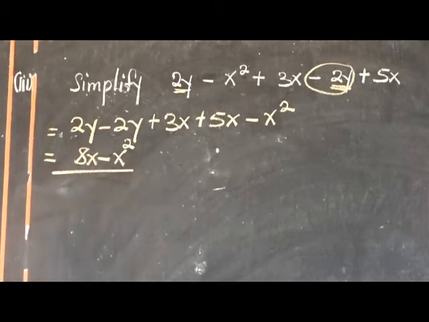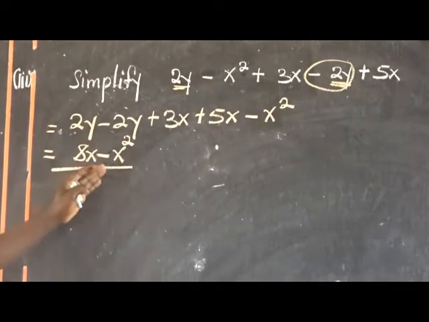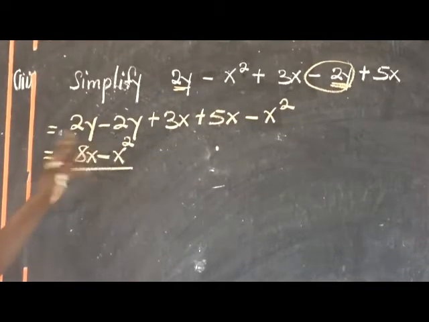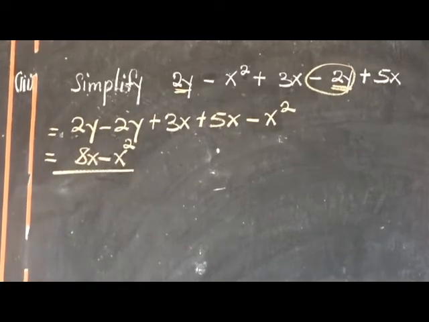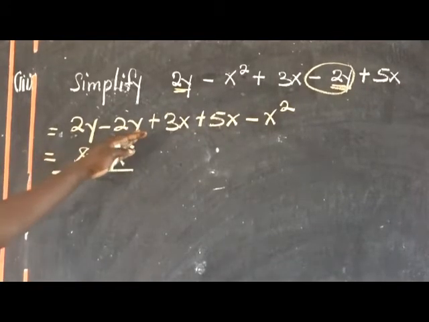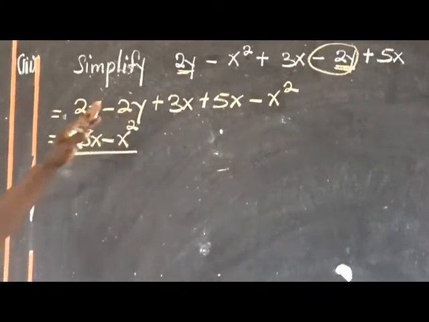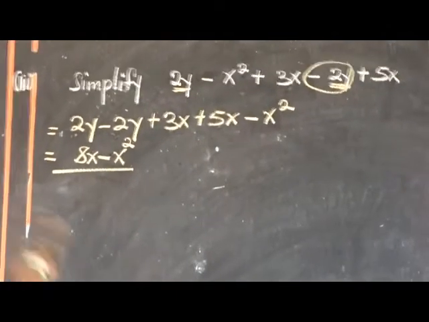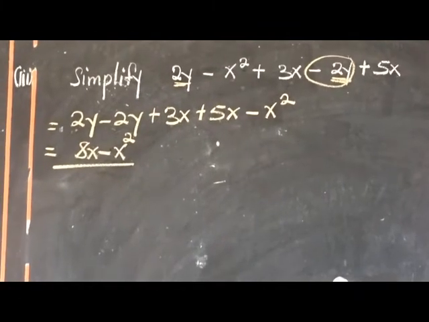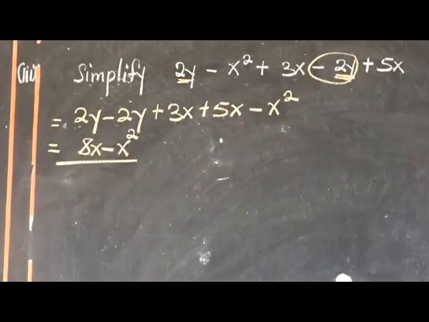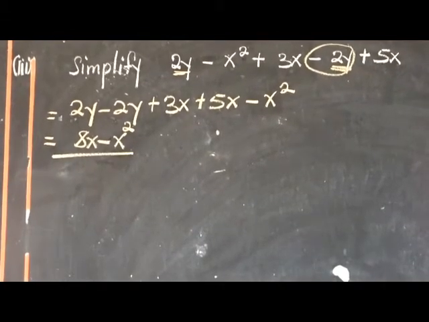You may look at these as if they are similar terms, as if they are like terms, but in this case they are not. Why? Because they have different powers. So from here, we shall get 8x minus x squared. Where has y gone? Because 2 minus 2 is 0. You can't say 0y. You can't say 0 votes. How many votes do you have? 0 votes. That is wrong. We shall simply neglect that one. It is no longer there. Remain with 8x minus x squared.